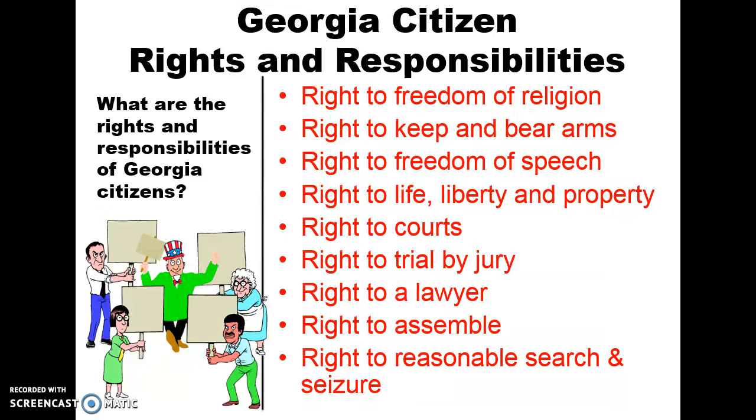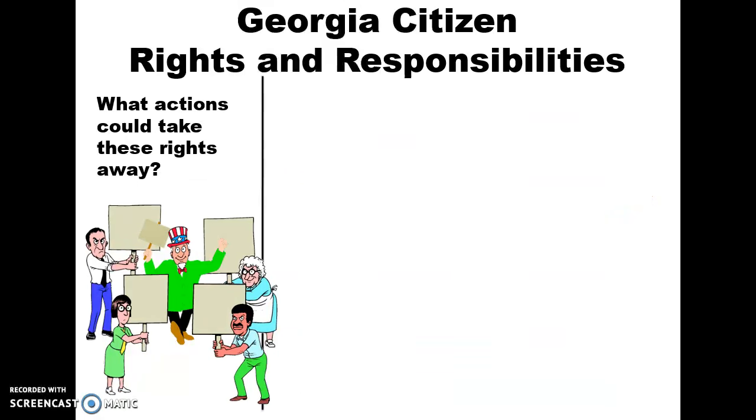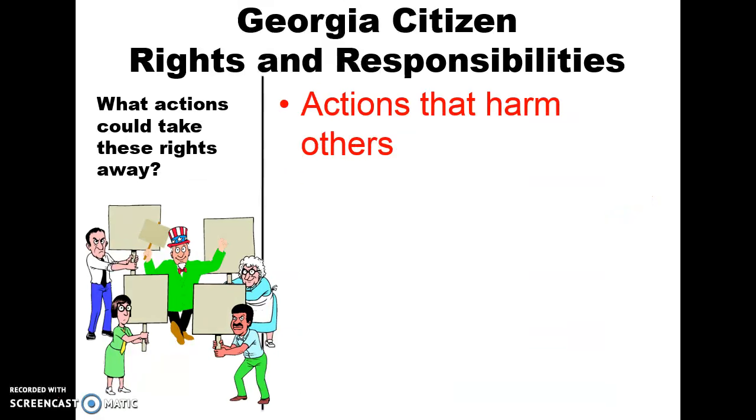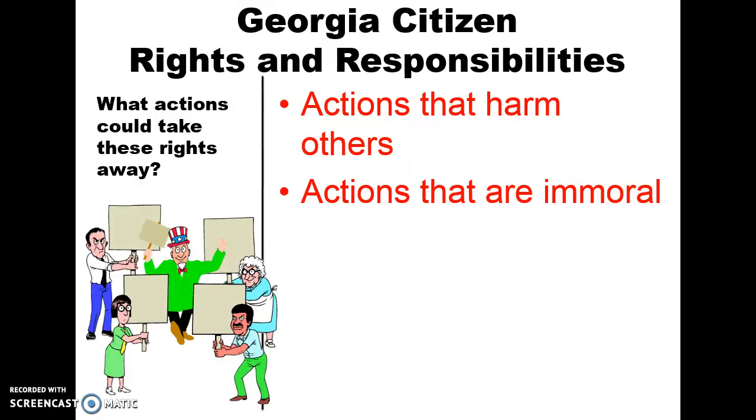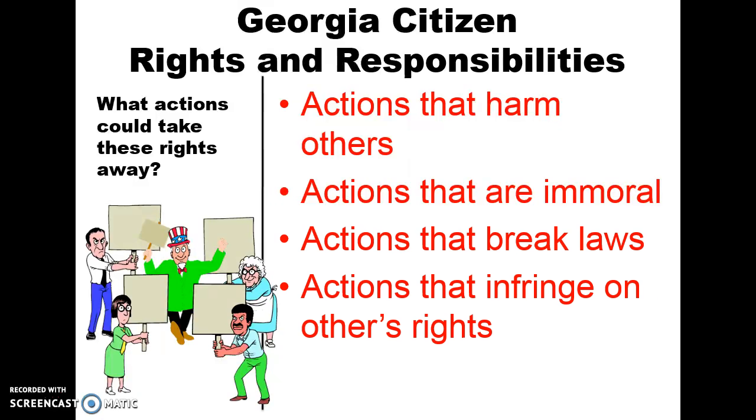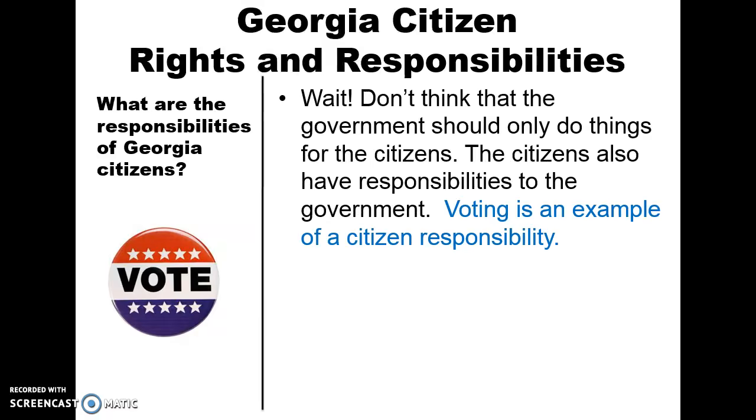All the rest of these, you as a juvenile have the right to. Keep and bear arms, if you don't know what that is, that's going to be the right to have a gun. But there are rules associated with that, responsibilities, okay? Just because you have these rights, there are still responsibilities that you have to obtain to keep the right. So, again, if you harm someone, if you do something immoral, if you break a law, if you infringe on others' rights, you can have these rights taken away from you.